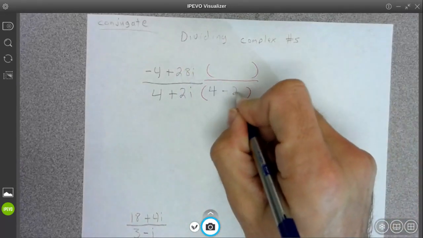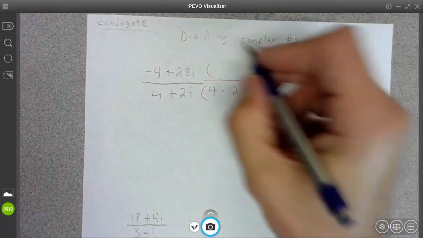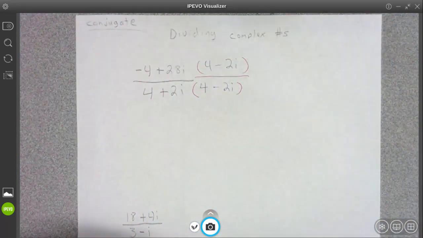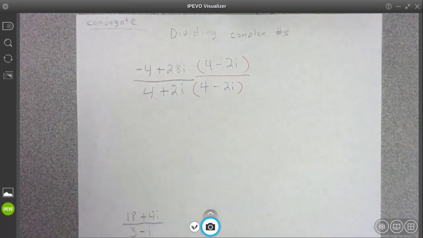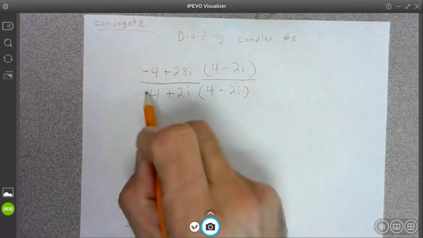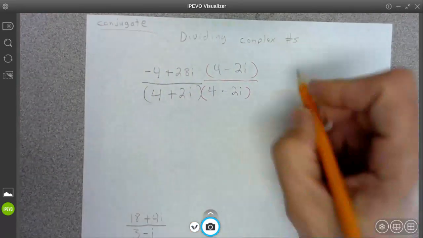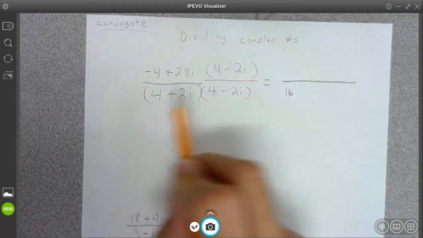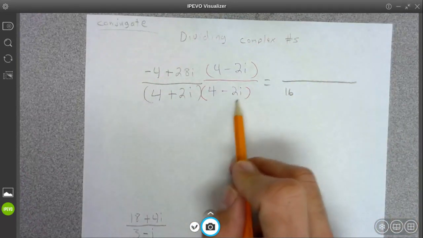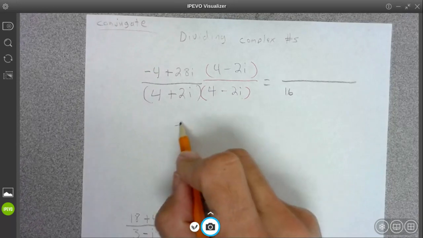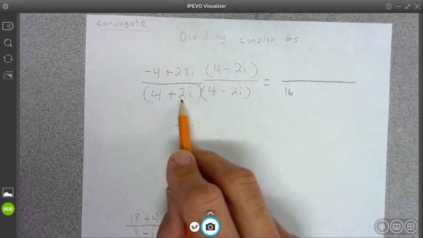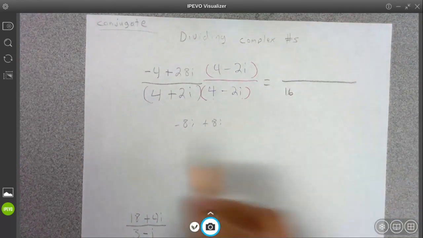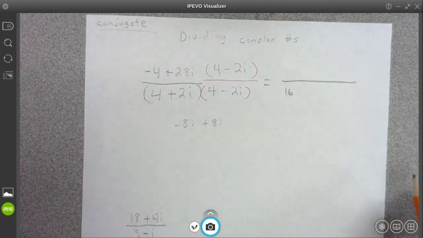So it's 4 minus 2i. And we're also going to multiply the top by 4 minus 2i. All right. So let's see what happens here. 4 times 4 is going to give us 16. 4 times negative 2i is negative 8i. So I'll just write that down here. And then 2i times 4 is positive 8i. So those just cancel each other out.